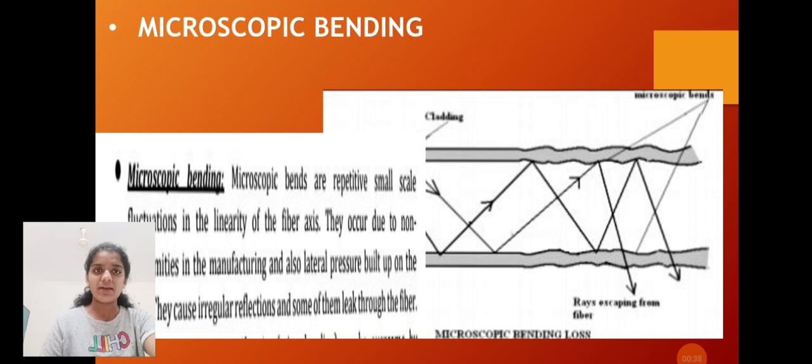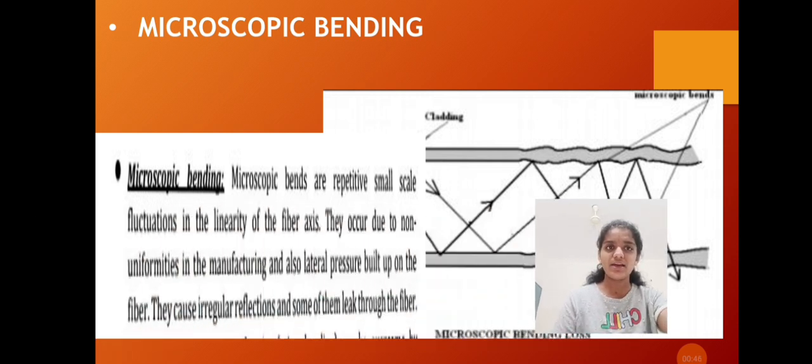Microscopic bending. Microscopic bends are repetitive small scale fluctuation in the linearity of the fiber axis. They occur due to non-uniformity in the manufacturing and also lateral pressure built up on the fiber. They cause irregular reflection and some of them leak through the fiber.